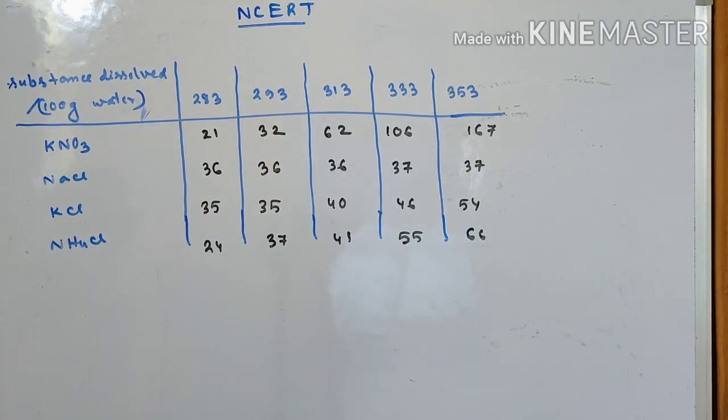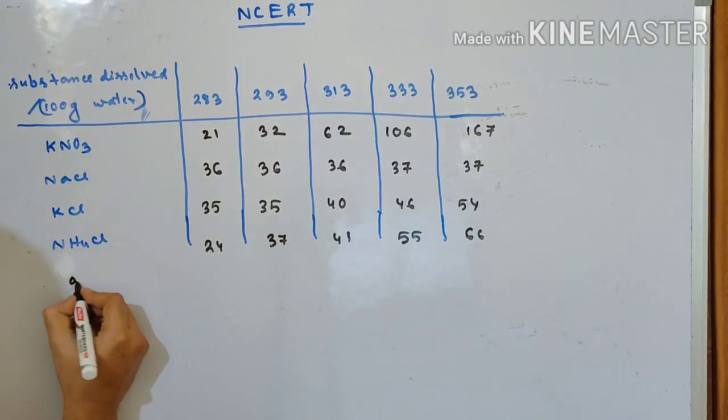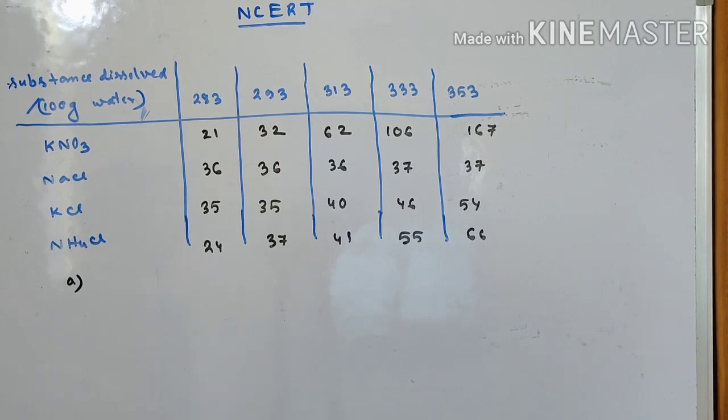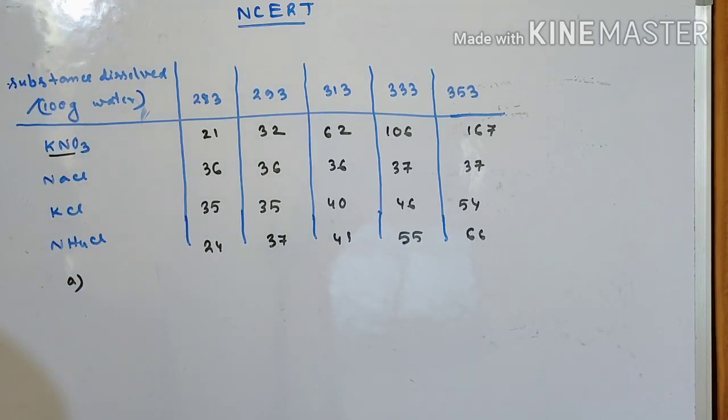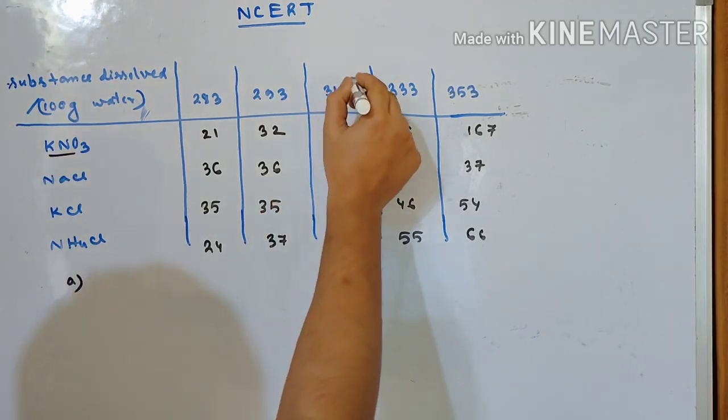First question, I am not rewriting the question because it will take unnecessary space. I am reading it out so that we can discuss the related answer. Carefully listen. What mass of potassium nitrate would be needed to produce a saturated solution of potassium nitrate in 50 gram of water at 313 Kelvin? So first is potassium nitrate, means we are talking about this one. The temperature that is given is 313.